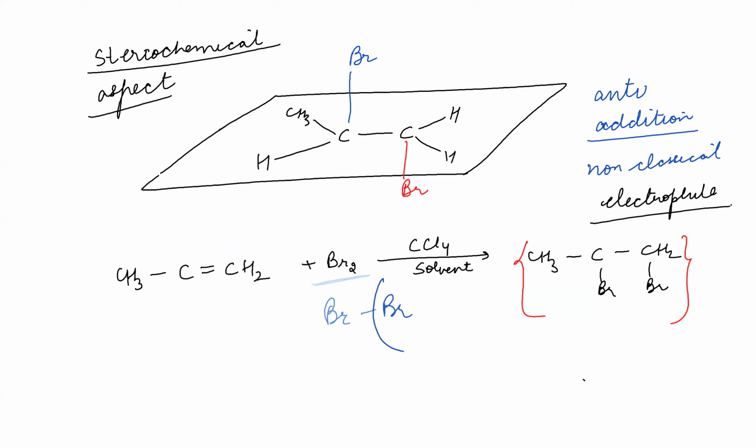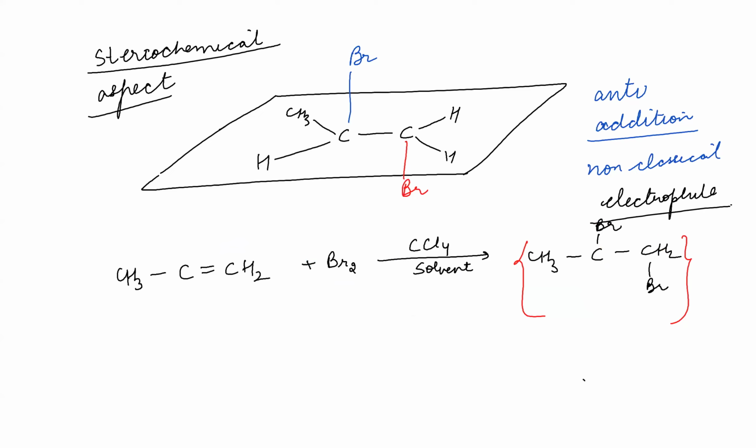Then we will have CCl4 as the solvent. One bromine attacks from the bottom, one attacks from the top. To be more precise, if you want, you can show it this way. So you'll have CH3, C, Br, Br, and you have this part. Got the point?